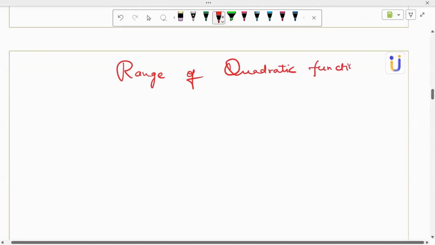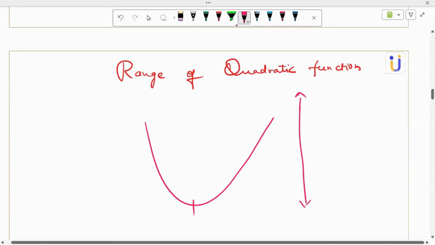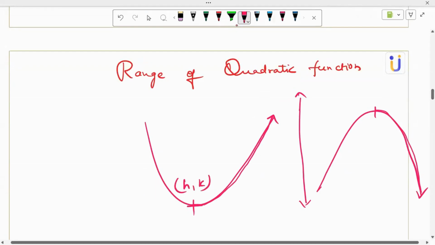It's quite simple. You draw the quadratic graph and this is the vertex. So range means what? The y value ranges up to what? So it will range from the minimum point until plus infinity in this particular case. If it's negative, again, it's from the vertex, but it will go till minus infinity. That's the reason. So, vertical stuff.